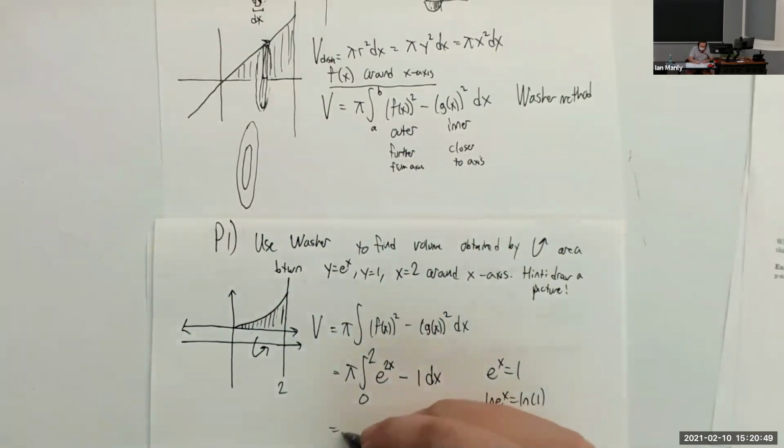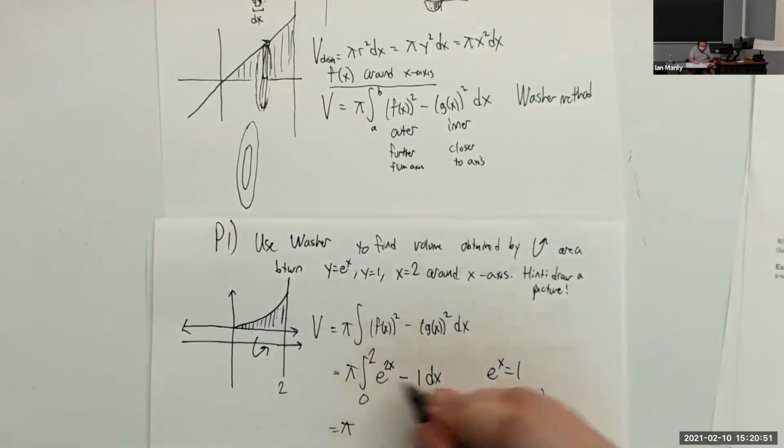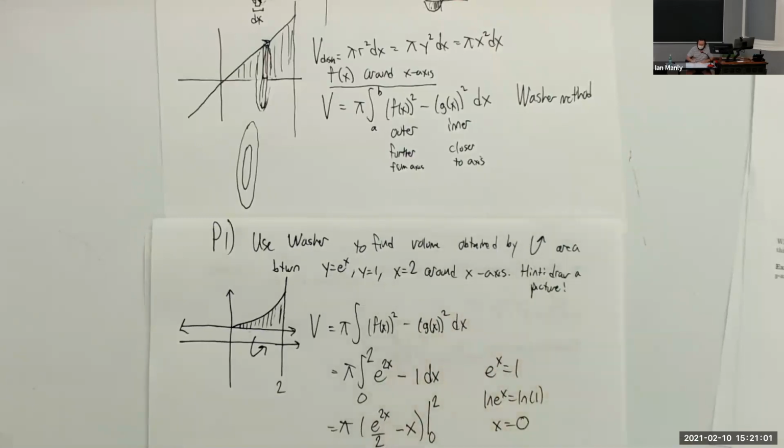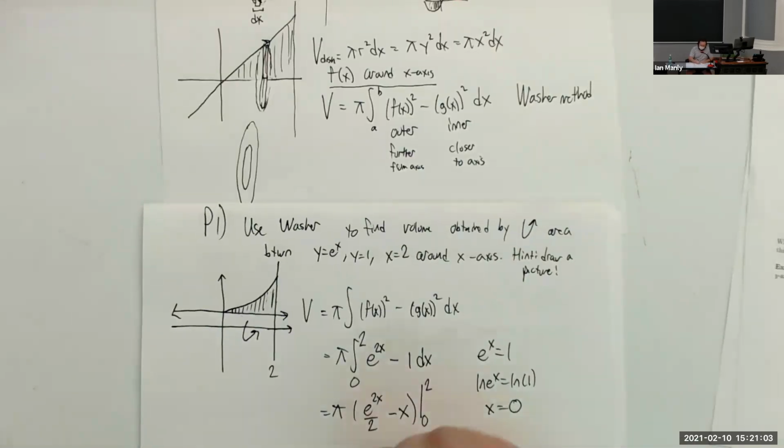All right, so let's do this integral here. The way we do the integral of e to the 2x is we just divide by that coefficient in there. So we get e to the 2x over 2. The integral of 1 will be x. And then we do this from 0 to 2. All right, so I'm going to plug 2 into here, have e to the 4th over 2 minus 2.